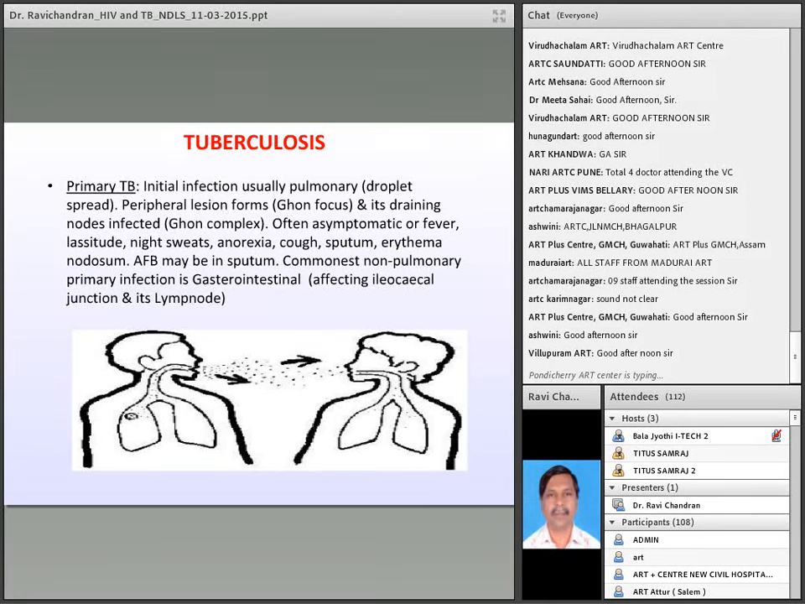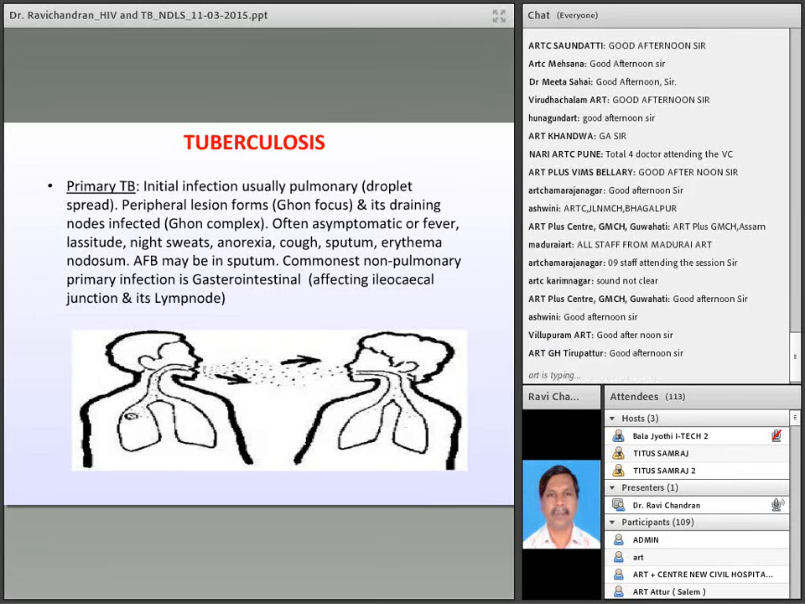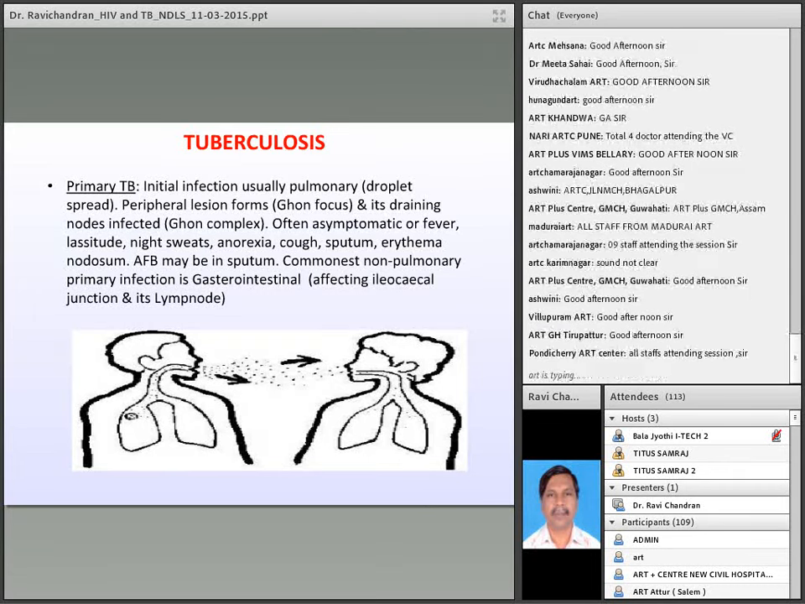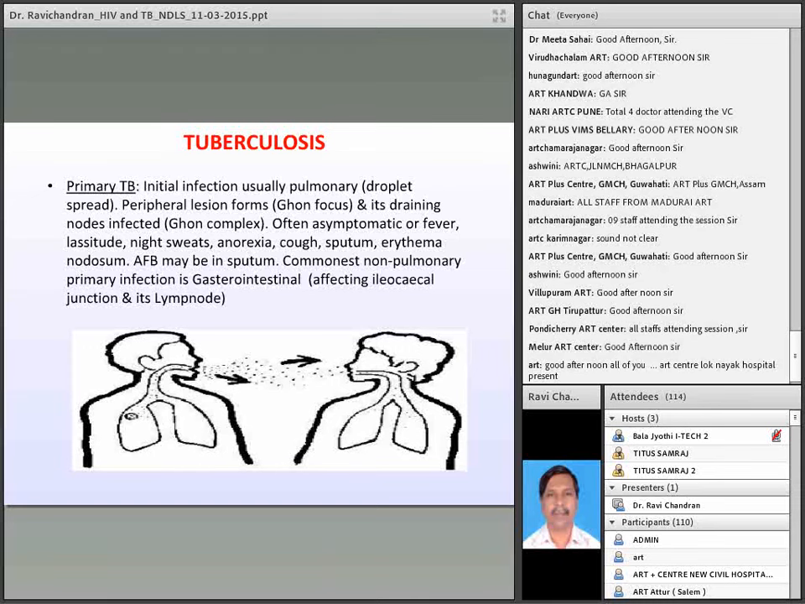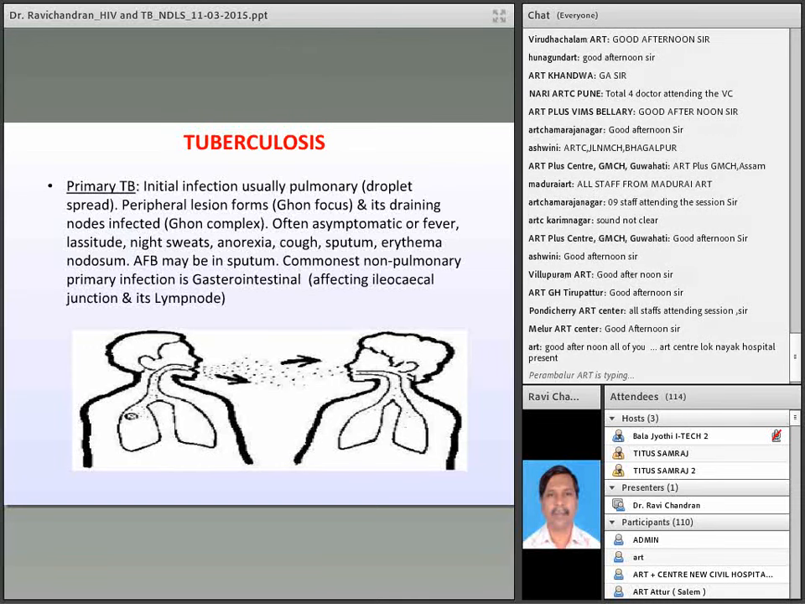And sometimes the primary focus will be set other than the respiratory tract, mostly in the gastrointestinal tract, that is at the ileocecal junction with nodal enlargement in the peritoneum or omentum. This is the commonest primary complex other than the Ghon complex in the lung.